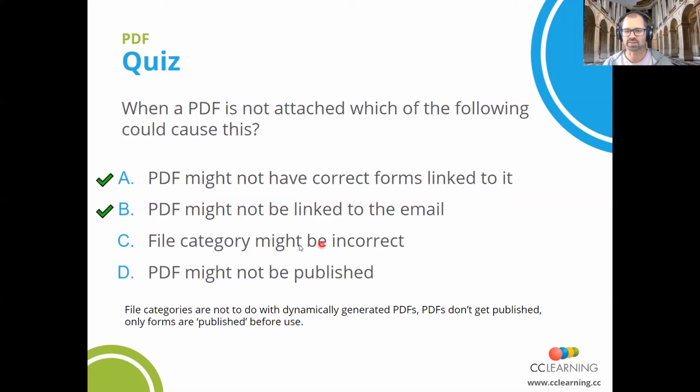It's nothing to do with file categories. File categories, PDFs, they don't even reside in the same household. They're not interested in each other. They certainly social distance as much as they can. PDFs might not be published. You don't publish PDFs. So PDFs don't get published. So it's nothing to do with publishing PDFs. Forms get published, but not PDFs.